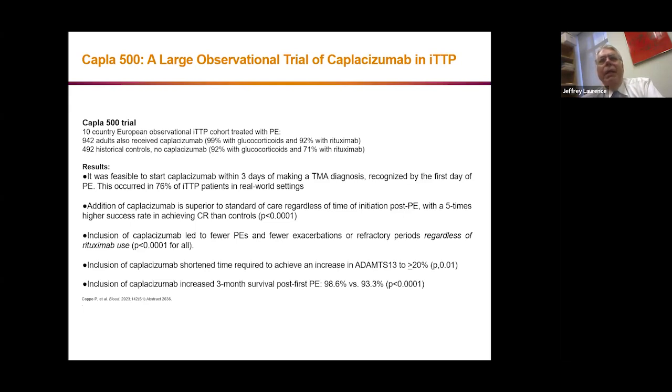They showed that it was feasible to start this drug within 3 days of making a TMA diagnosis, and that adding caplacizumab was superior to not adding it wherever you did it in the course of treatment of TTP, although it was most effective when it was given within the first 48 hours. It led to the need for fewer plasma exchanges, fewer exacerbations, and for the first time we have survival data. It's small, but it's real. It increased the 3-month survival from 93% to 98%.